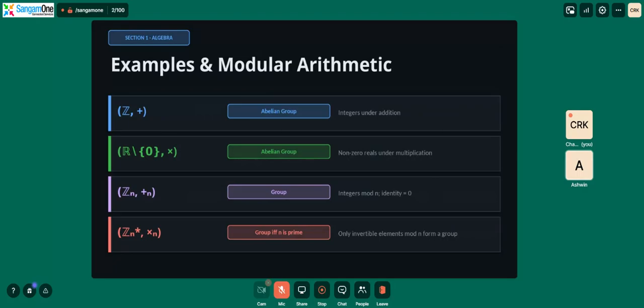This is an example in modular arithmetic. You can see that this is an abelian group, and this is also a group. The set of integers modulo n under multiplication is also a group if and only if n is prime. And the condition you can refer to.